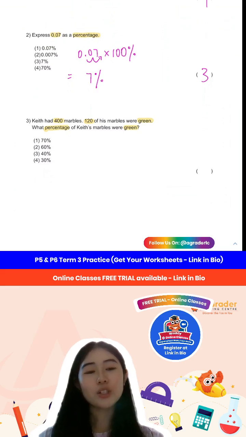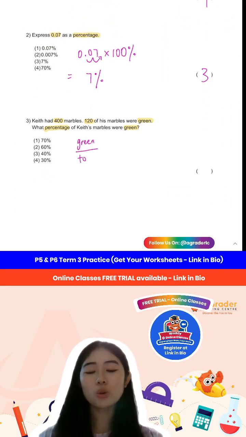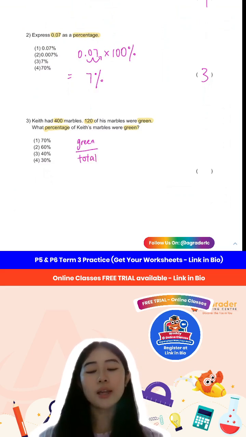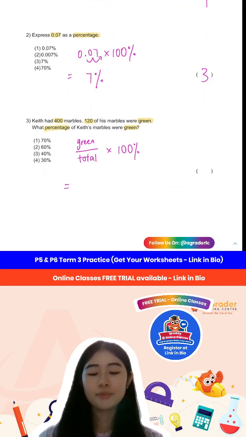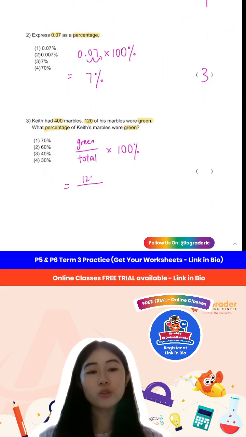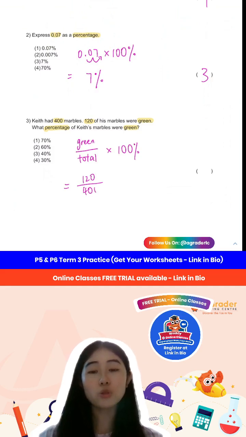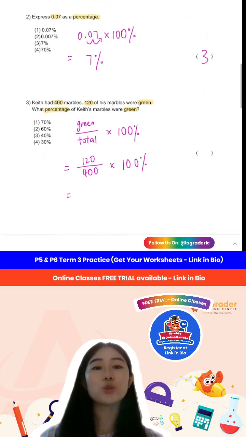So I'm going to form a fraction first. They want the percentage that is green. So green will be my numerator. Your denominator is always the total. So you're going to form this fraction first. Then to change it to percentage, you times 100%. So for your numerator, it is the green color ones, so that will be 120. And the denominator is the total, which is 400. Then you times 100%. So this is the calculation that you should be doing.